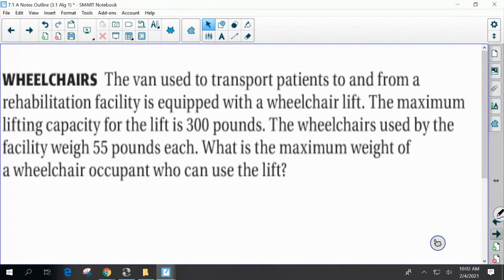How do we figure that out? 245. So 300 pounds is what the lift can handle. The chair weighs 55 pounds. So if somebody weighs over 245 pounds, what's going to happen to the lift most likely? It's going to break. That probably wouldn't be good with somebody on it in a wheelchair.